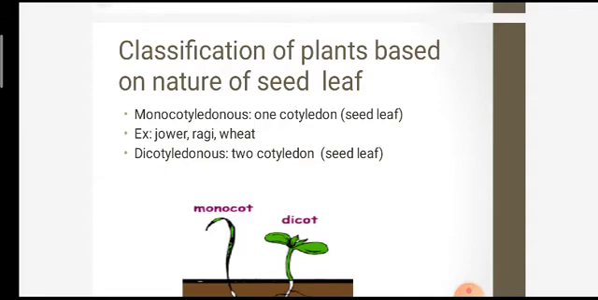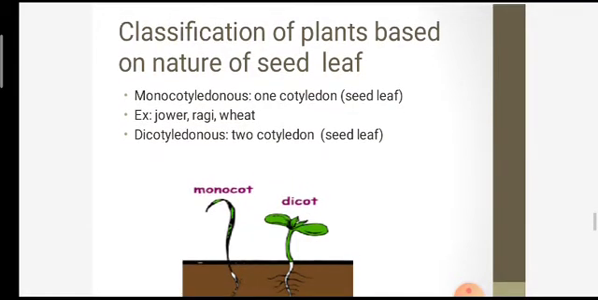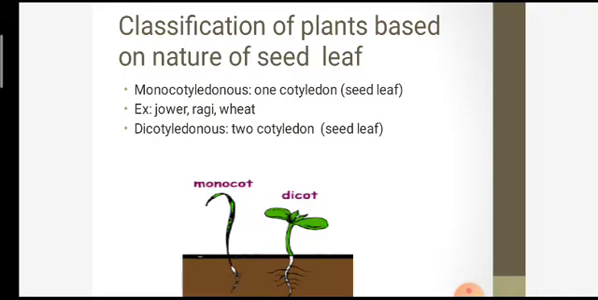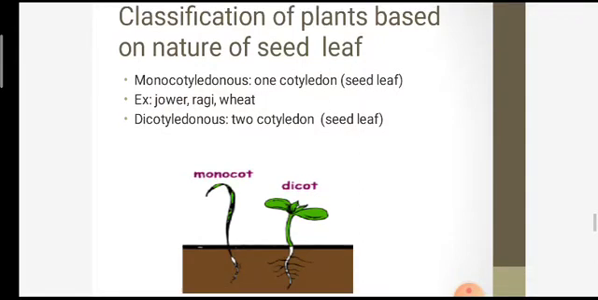See, the seed is grown. After some time, what happens? The leaf comes out. This can be classified into monocotyledonous, that is one cotyledon, one seed leaf. A single seed leaf. The seed produces only one leaf, and that is called monocotyledonous or monocot.